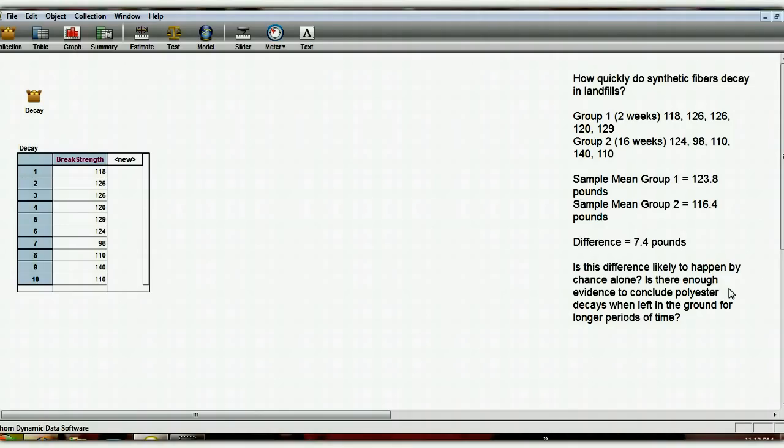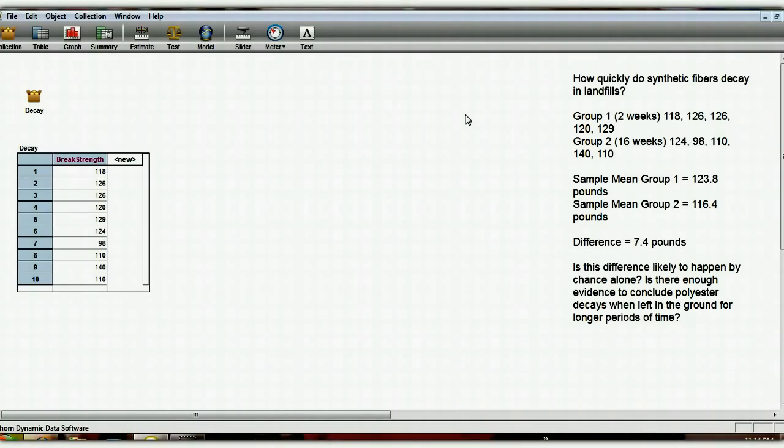The textbook describes how you could use index cards to do this simulation by hand, but we're going to do this simulation with Fathom. Here we can see I've created a collection called Decay, and there are 10 observations in this collection with the variable called break strength. Break strength is these 10 values that we see listed on the right for the two groups.